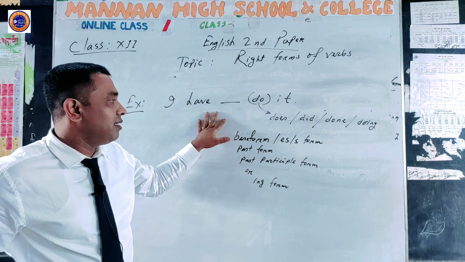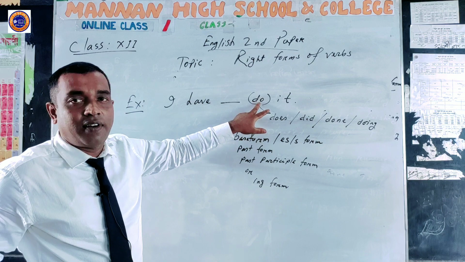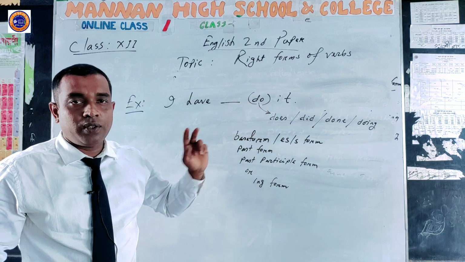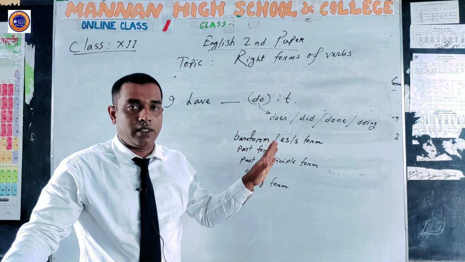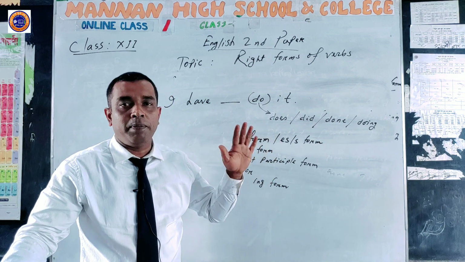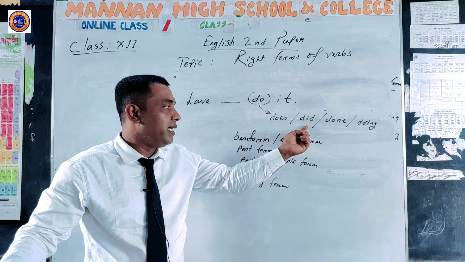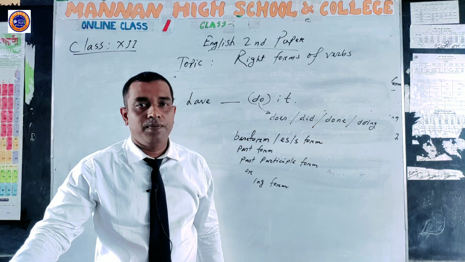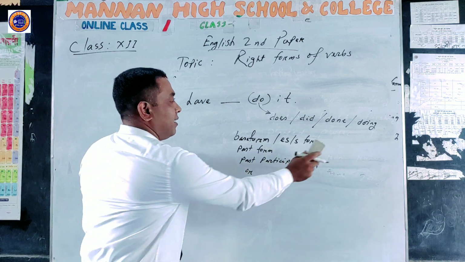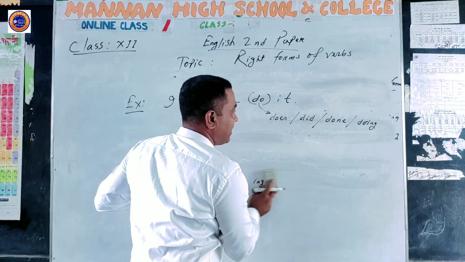This is the question and this is the verb. You have to fill up this gap using this verb. Whenever you are going to complete or answer this question, you must keep in mind which forms may be used here: does, did, done, and doing. Do you understand this? Okay, thank you. I am going to explain the next thing.